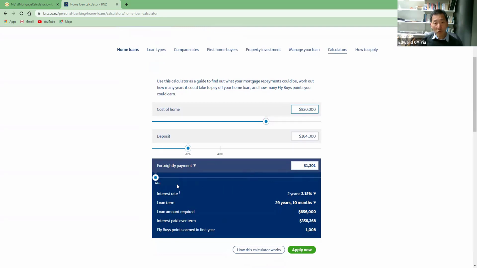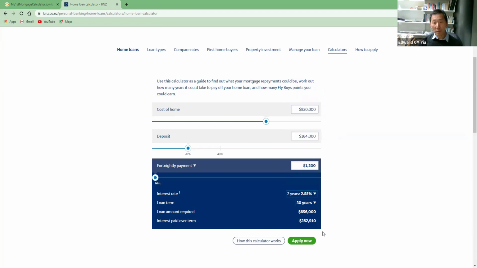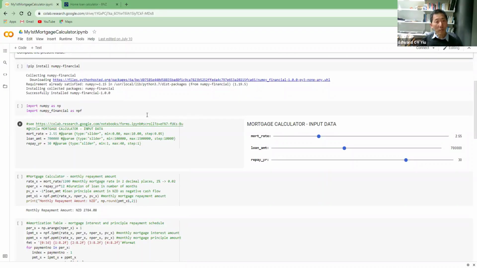$656,000. Then if you choose to pay over 30 years, and the current mortgage interest rate, you can choose the classic 2.55% for 2 years. Then it will automatically calculate that the monthly payment would be $2,609, and the total interest paid over the whole period would be $283,268.